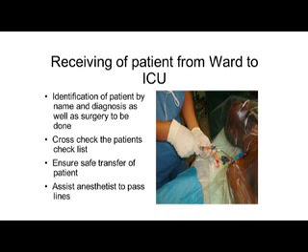Cross-check the patient's checklist. Cardio ICU has a particular checklist, right from investigation to what the patient has eaten the last time before coming to the theater area. And you need the weight as well for calculation of drugs. Ensure patient transfer from one bed to the other, and then make sure the patient doesn't fall out of bed. Then assist the anesthetist to pass lines.